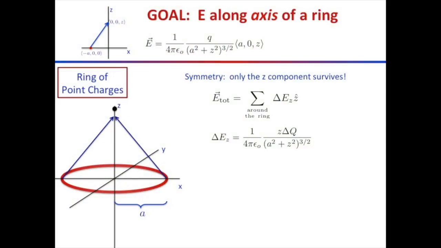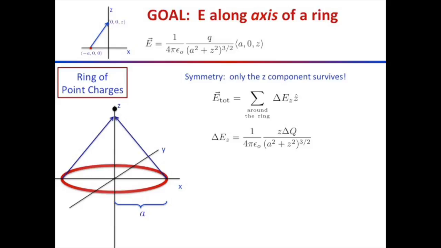Now, if I think just bit by bit, and I think about, well, there's a point charge here that contributes, and there's a point charge here that contributes, and they contribute electric fields pointing like this, then the sideways component cancels. And I just get the part along the z-axis. And that's going to happen all around the ring, right? When I sum up electric fields that are pointing like a cone, the net vector of that is just along the z-axis. Do you have any questions about that?